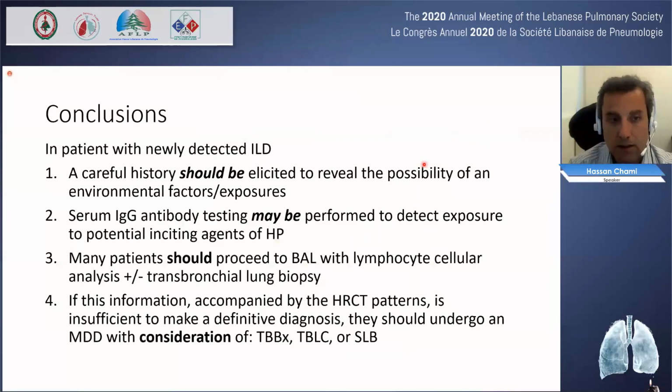Okay, I'll stop. So in conclusion, sorry, I have to rush through that. Usually in patients with newly detected interstitial lung disease, a careful history should be elicited, looking for environmental factors and exposure. A serum immunoglobulin may be performed to detect the exposure. And for many patients, BAL should be done to look for lymphocytes.